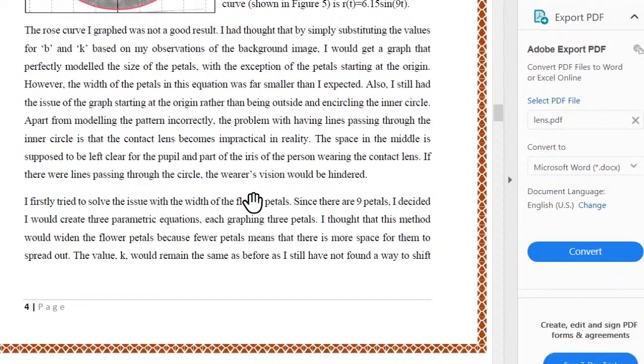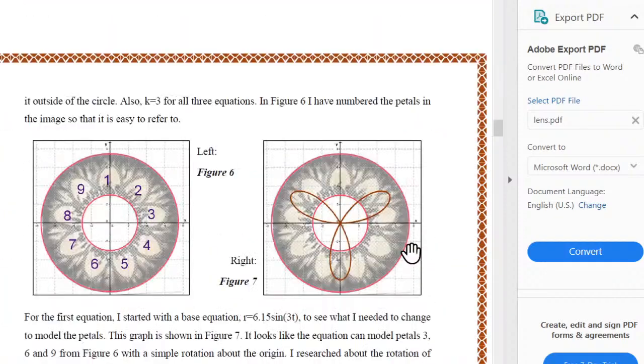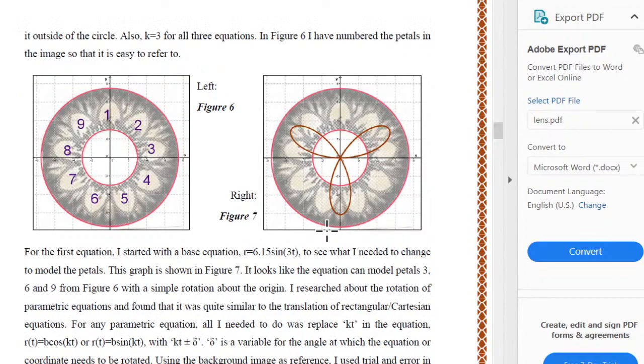First, I try to solve the problem of the width of petal curves. I decided I'll create 3 parametric equations graphing 3 petals. I thought that this method would widen the flower petals, because fewer petals means there would be more space for them to spread out. Okay. Let's see what I thought. So now this needs to be rotated, right? You could graph this. It's getting close. So if you just rotate it 60 degrees, you could get that. You could get the mathematics. This is personal engagement.